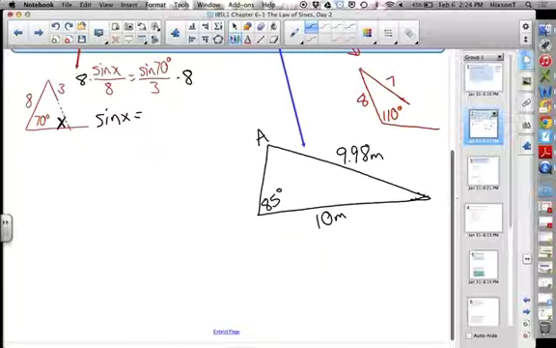Sine of 70 over 3 times 8. So what does that come out to equal? Has anyone got that? 2.5. 2.5 something, yeah.